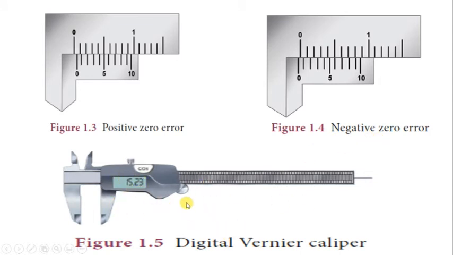Nowadays digital vernier caliper has been invented, and we don't need to calculate these errors. The small chip will calculate these errors and all by itself.